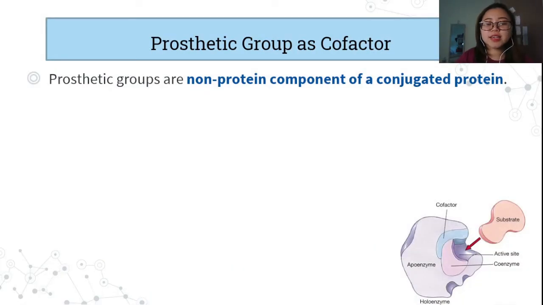Now let's learn about the third type of cofactor, which is prosthetic groups. Prosthetic groups are non-protein components of a conjugated protein. Just as a reminder, a conjugated protein is a protein that functions in interaction with other chemical groups attached by covalent bonding or weak interactions.